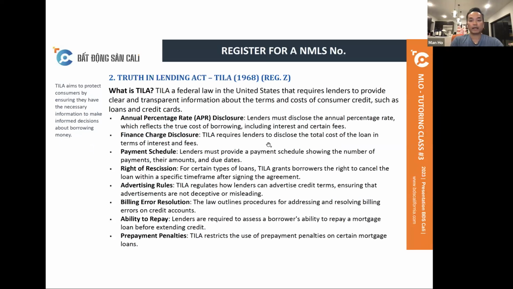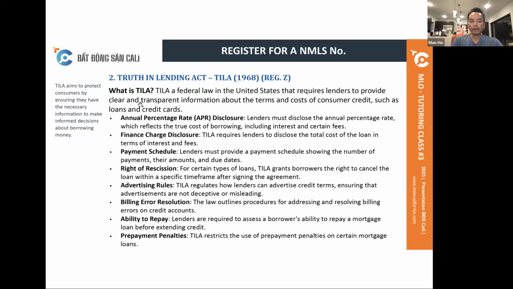We just finished one act. Now let's talk about the next act. Remember, every law, every act is about protecting the consumer and making sure it's fair to everybody. It's easy for everybody to obtain housing so that they can be an owner of a property. The next one is the Truth in Lending Act, short for TILA, also introduced in 1968, and it's called Reg Z, Regulation Z.